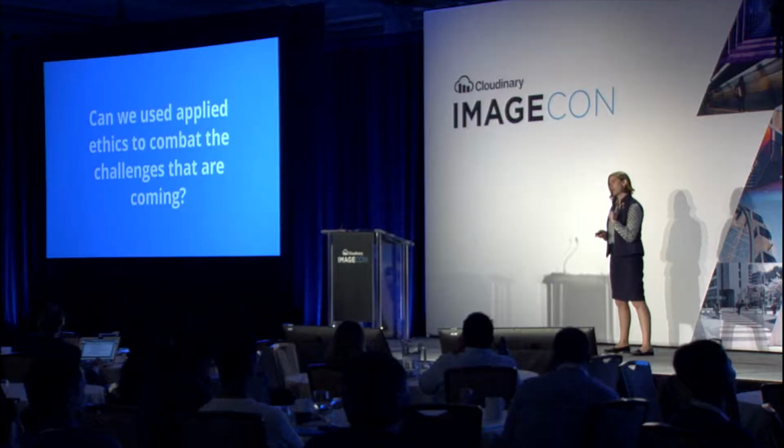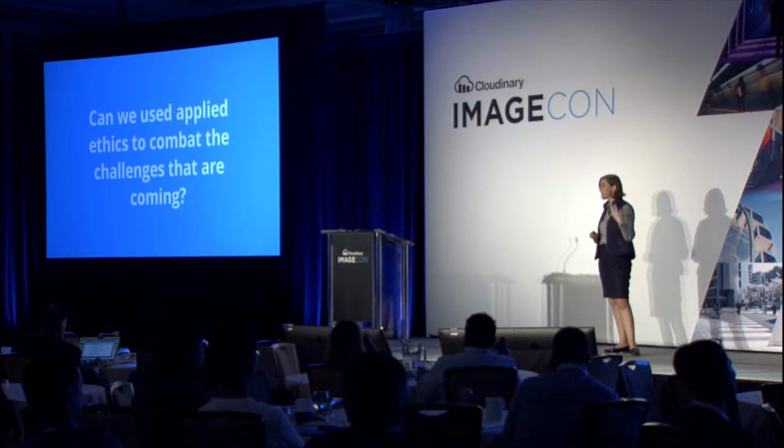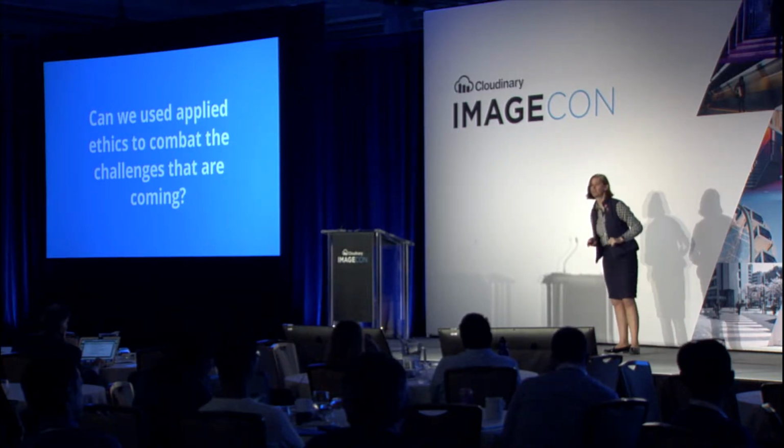So can we use applied ethics to combat the challenges that are coming? Let's hope so, because now we have a couple of standards that we've developed with our exercise of normative ethics, and we can apply those within the field and deal with some of the challenges that are coming. In the rest of this talk, I'm going to give some examples. I have 6 examples of how machine learning is consuming imagery and how some of this is done in an extremely sketchy manner that we need to get our arms around.